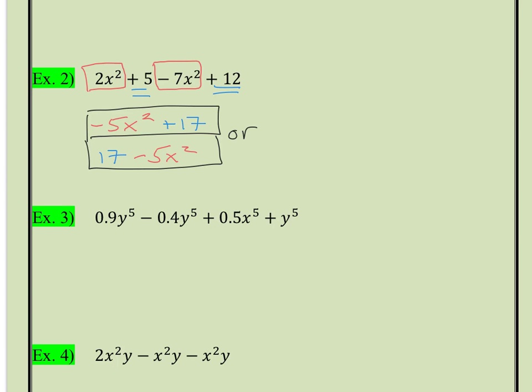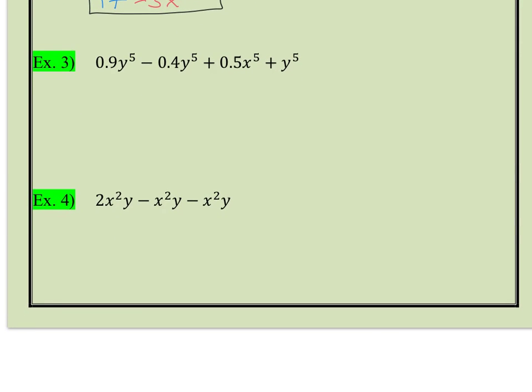All right, let's look at the third example. So this time we have decimals. That shouldn't matter because the coefficients don't matter. What matters is the variable string. So as you can see, they're all y's raised to the fifth. In fact, they're all raised to the fifth power. But this one has an x as a base, so it is not a like term to these three. So this is a like term, this is a like term, and this is a like term. The 5/10 x to the fifth is unlike the others.